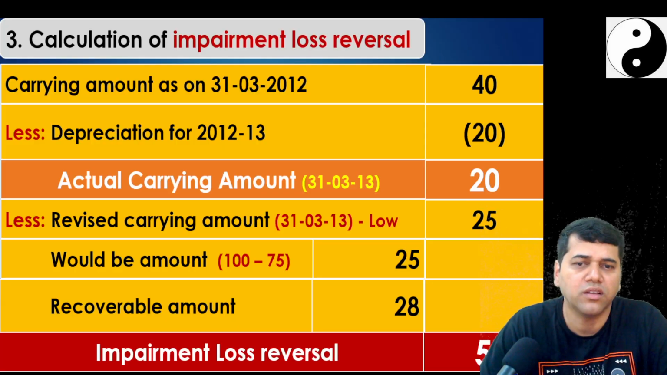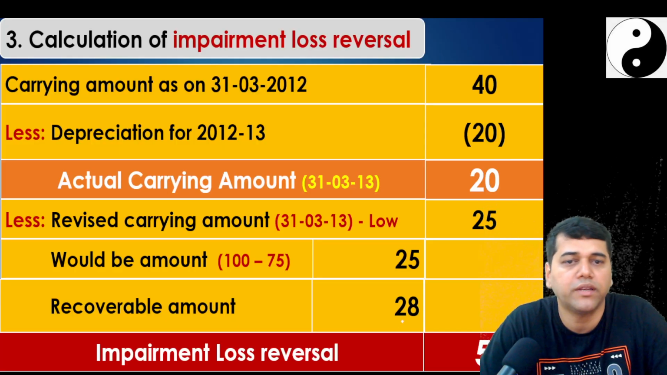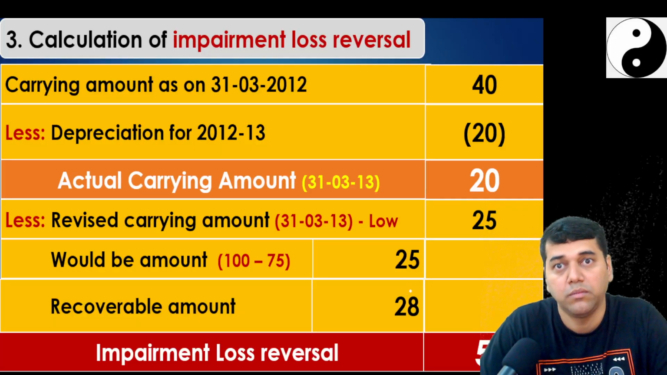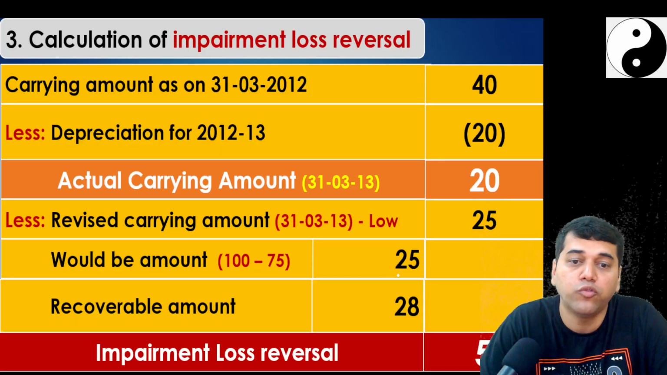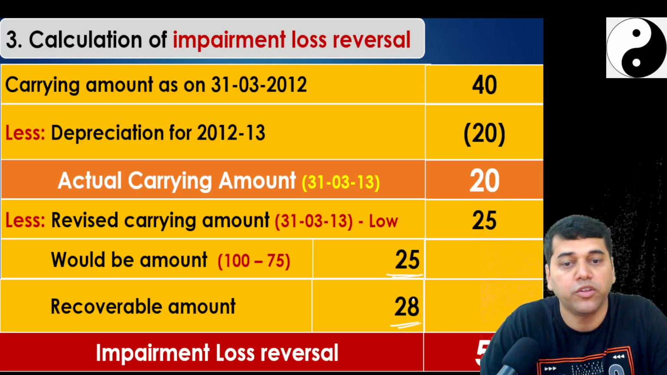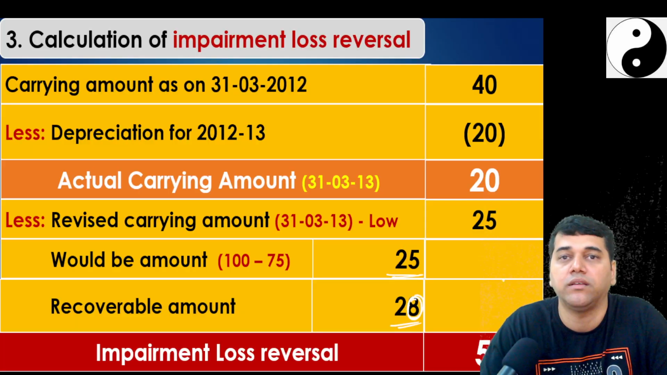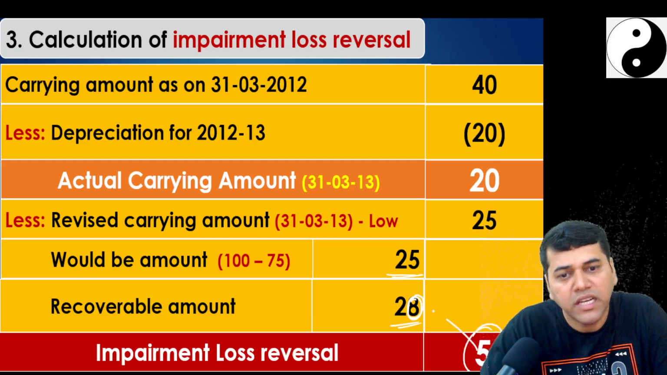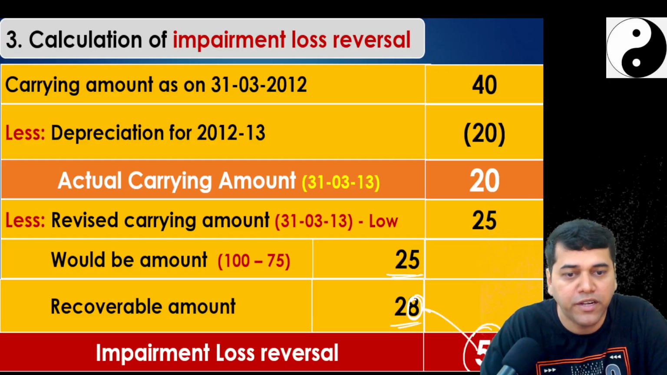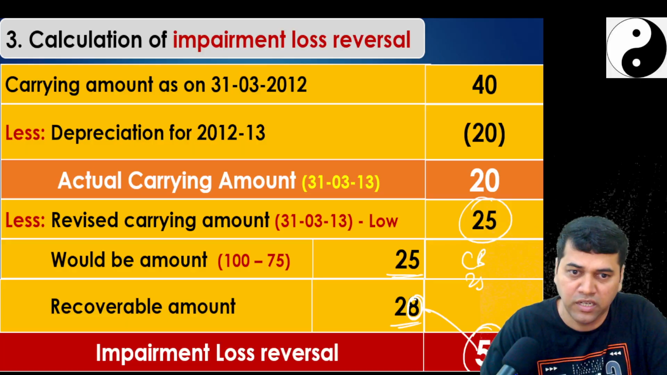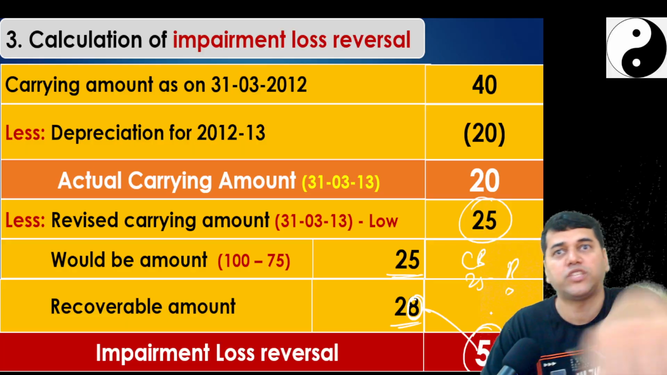See, it's not a conservative thing. Here what we are saying is we will reverse that. But how much? To the extent of my would-be carrying amount, subject to the new recoverable amount. Because if my would-be amount had been 20 and you say, sir, I will reverse 5, then immediately again you have to charge, because after reversing 5, your new book value becomes 25. So the book value is more than the recoverable amount. Again 5 you have to charge as impairment.